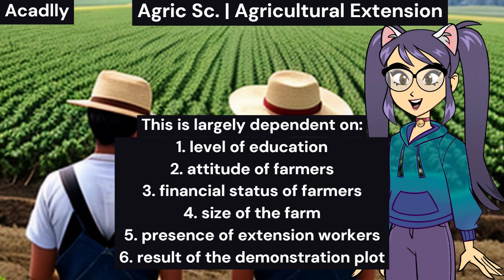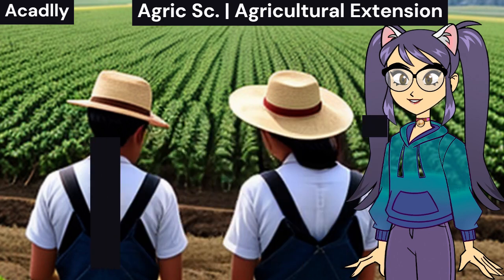1. Level of education. 2. Attitude of farmers. 3. Financial status of farmers. 4. Size of the farm. 5. Presence of extension workers. 6. Result of the demonstration plot.